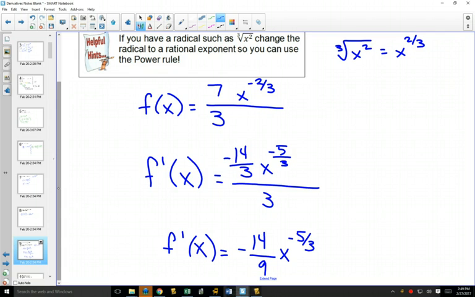Subtract 1 from the exponent. Negative 2/3 minus 1 is negative 5/3. See how in this way, the reason I did it this way, I wanted to think about how we work with fractions. I could think of this 3 on the bottom as 3/1. And if I have a fraction divided by a fraction, I multiply by the reciprocal. So then I can think of this as multiplying by 1/3, and that would give me my negative 14/9 as well.